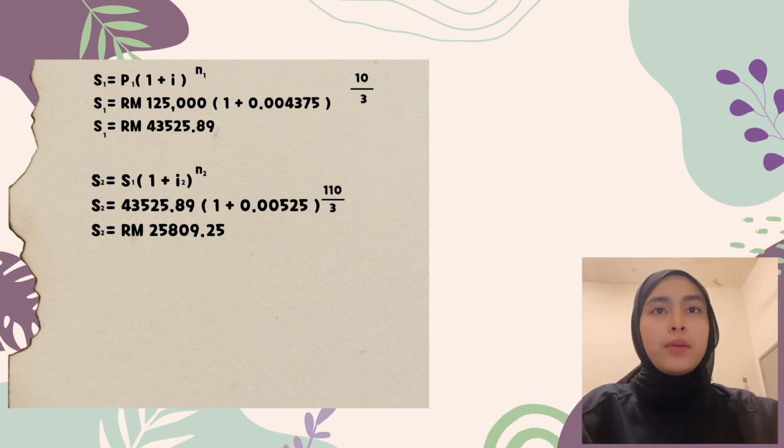For the last step, S2 equals S1 bracket 1 plus I2 to the power of N2. S2 equals 43,525.89, bracket 1 plus 0.0525 to the power of 110 over 3. So the final answer will be S2 equals 25,809.25.